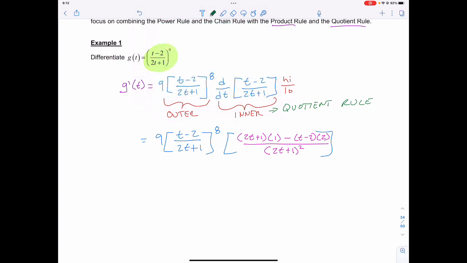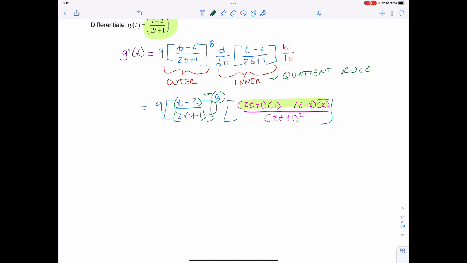Now, we know based on our exponent laws that this exponent of 8 is going to be applied to the numerator and applied to the denominator here. We also know that we're going to expand out this numerator so we can combine like terms. So what is that going to give us? That's going to give us 9, and we have (t minus 2) to the power of 8. On the bottom, we have (2t plus 1) to the power of 8. Well, on the bottom, we still have 2t plus 1 squared.